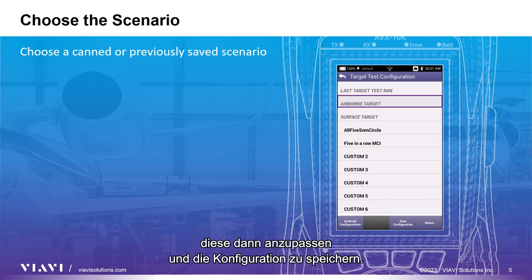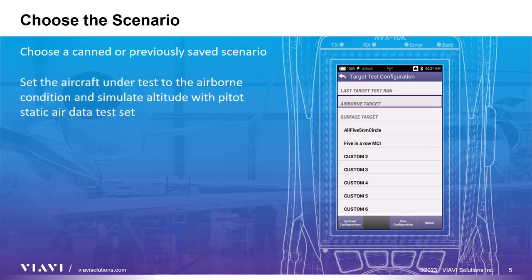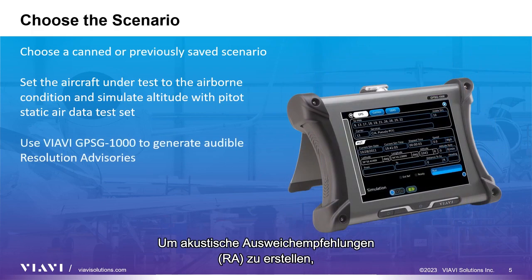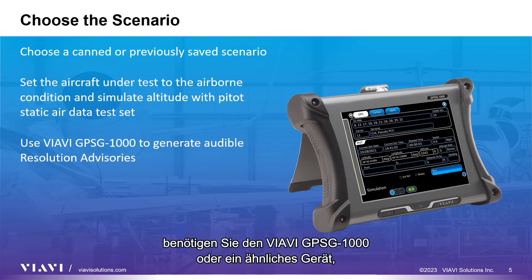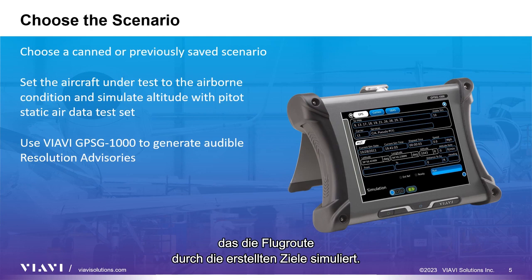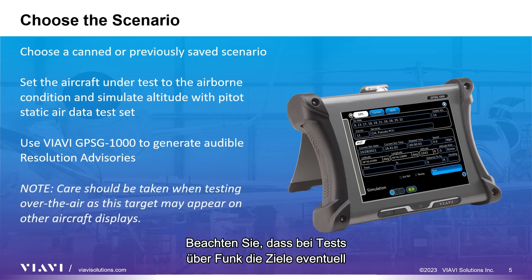Before running a test scenario, the aircraft under test needs to be set to an airborne condition and altitude needs to be simulated using an air data test set. In order to generate audible resolution advisories, you will need to leverage the Viavi GPS G1000, or similar, and simulate a flight path through the generated targets. Note, care should be taken when testing over the air, as targets may appear on other aircraft displays.